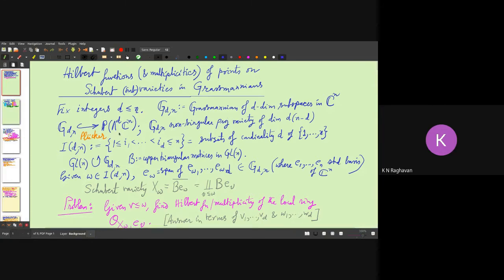And then what you can do is take the d by d determinants of this matrix. There are n choose d of them, and those will be the values of the projective coordinates. If you do that, then as we saw last time, the image of G_{d,n} is a closed subvariety inside this projective space, and G_{d,n} is a non-singular projective variety of dimension d times n minus d. Now it is non-singular because it's a homogeneous space. There is a transitive action of GL_n on G_{d,n}.